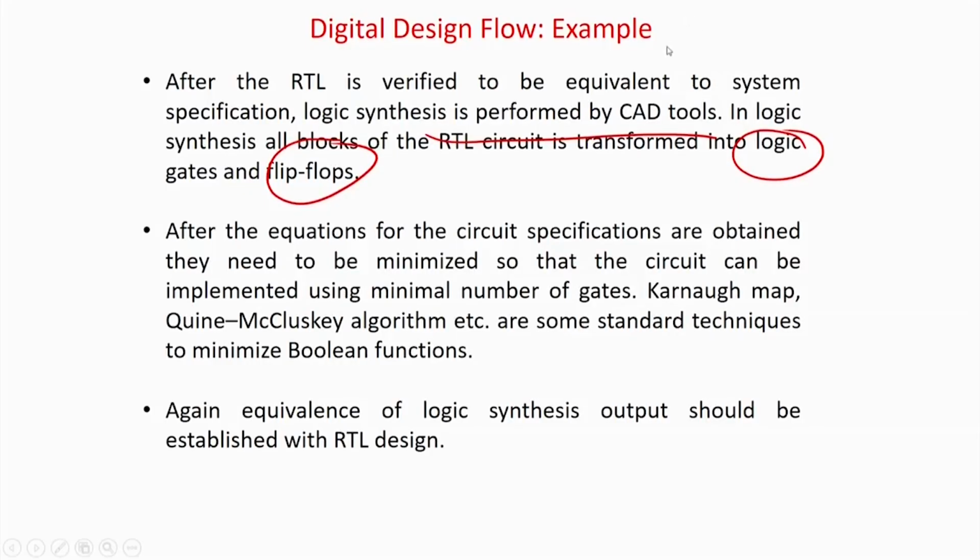After the equations for the circuit specification are obtained, they need to be minimized so that the circuit can be implemented in minimum gates. That is the logic synthesis. That circuit specification is there in terms of adder block, multiplier block, this finite state machine as I have shown you. Karnaugh map and Quine-McCluskey algorithm are standard ways to minimize Boolean functions. But again they are very slow. So they have to be made faster by optimization using heuristics like Espresso.